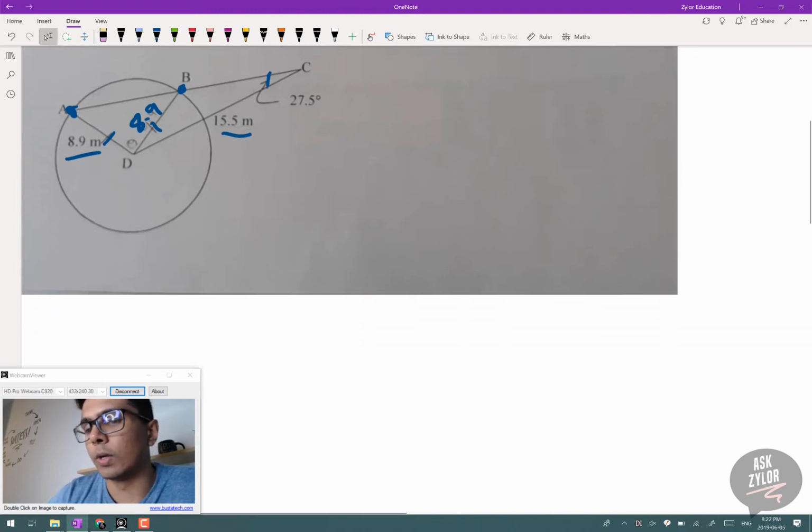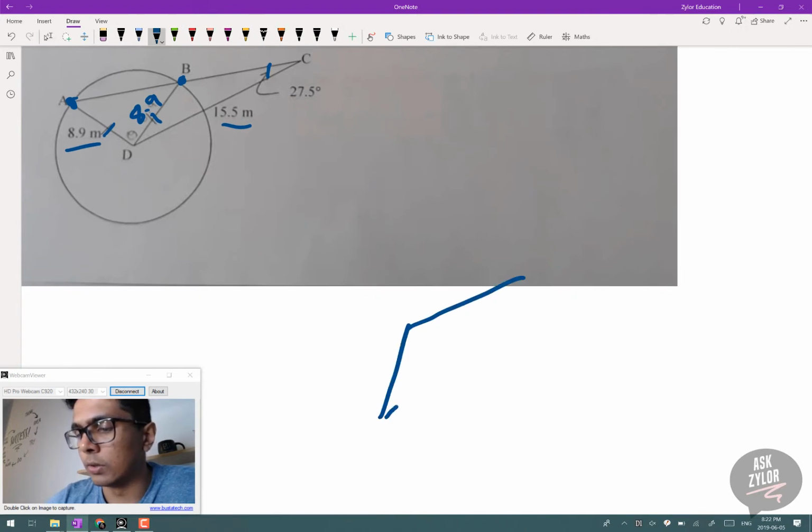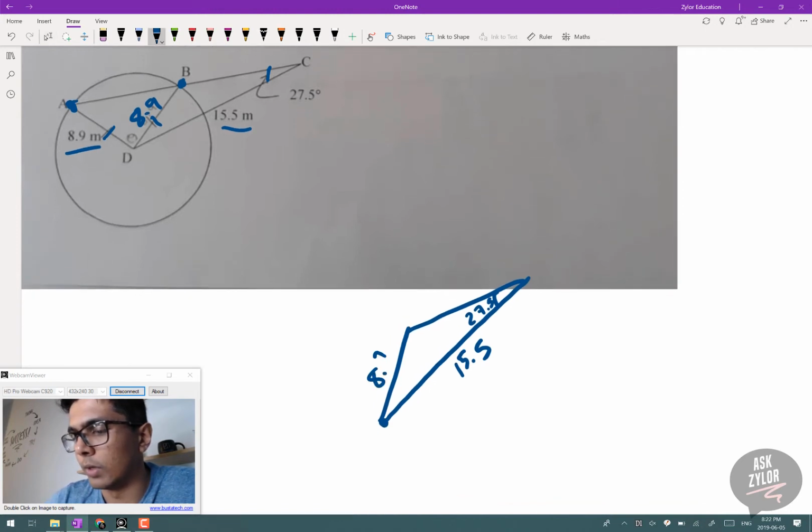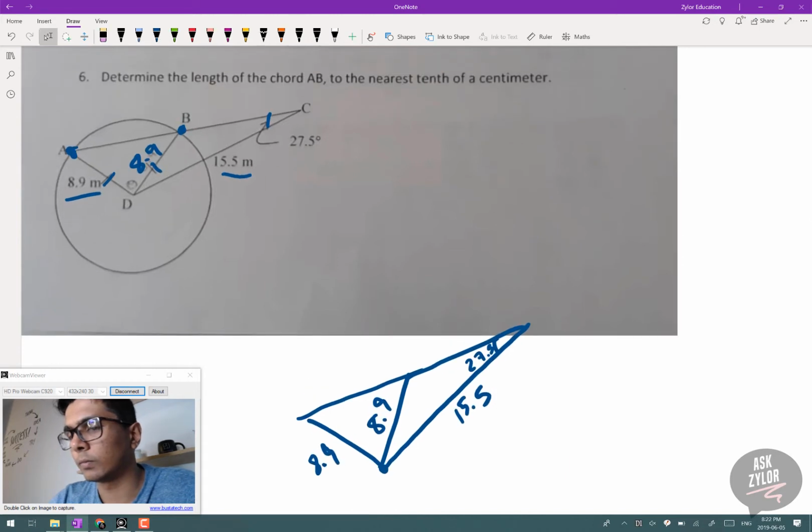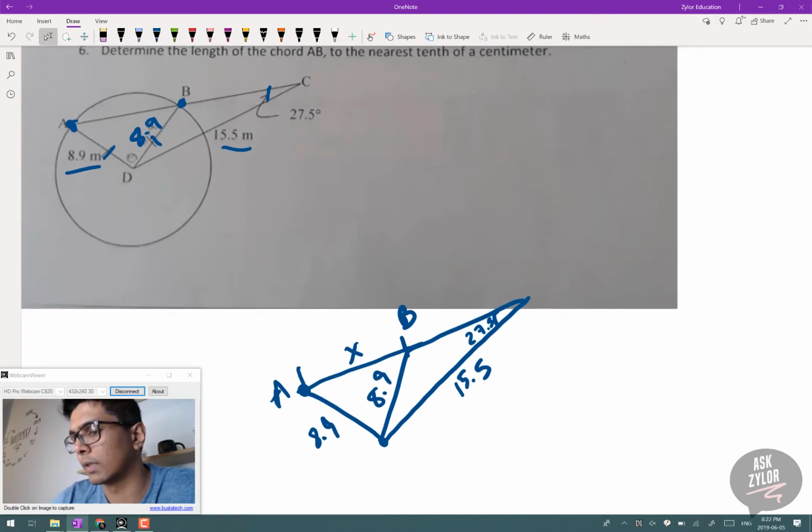Okay, so what we could do, I'm just going to redraw the triangles to show all the information given to us. This is 27.5. This is 15.5. We know this is 8.9, 8.9, and so on. Right. So what we should do is we're trying to find this distance, right? This is A, this is B, so we'll call this distance x. We're trying to find x.